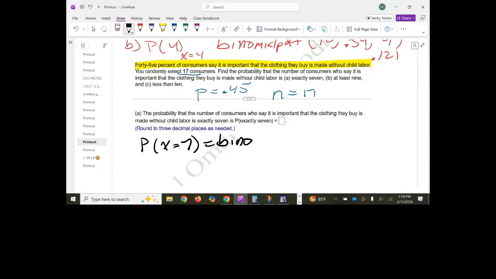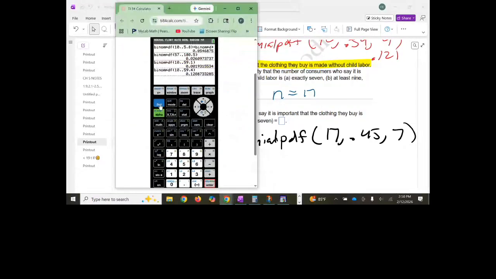So we're going to go binomial PDF. 17 people that we asked, 45% agreed, and we're looking at 7. Okay, boom. Second enter. Oh, let me change my numbers again. That's really a 17. That's really a 45. And that's really the number 7. Hit enter. Y'all, I'm coming up with a 0.184.